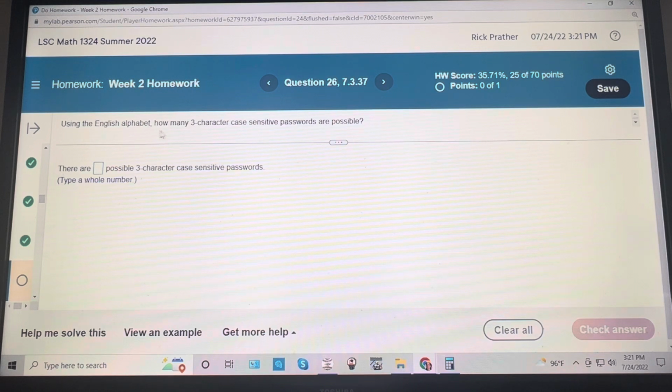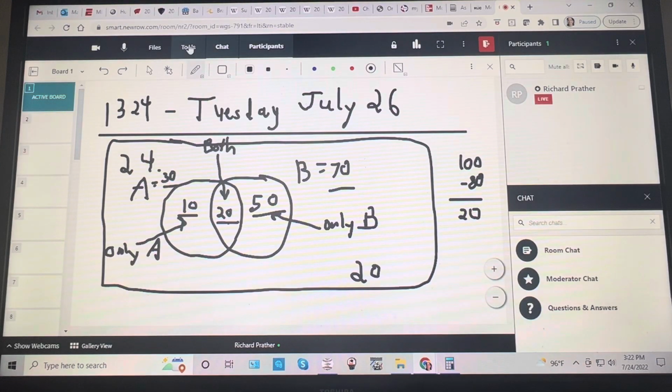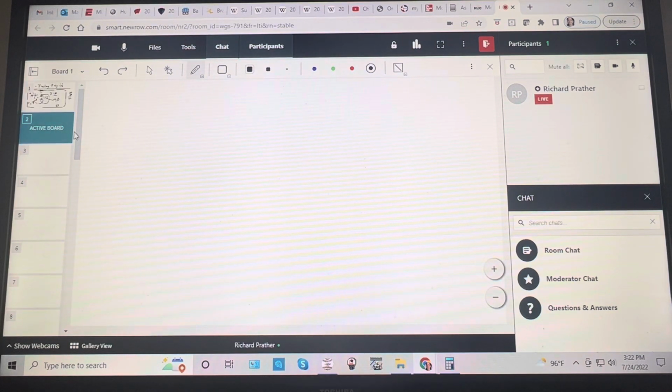Using the English alphabet, how many 3-letter character case-sensitive passwords are possible? So passwords, phone numbers, ID numbers, however long the code or the password is, that's how many blanks you want to put.